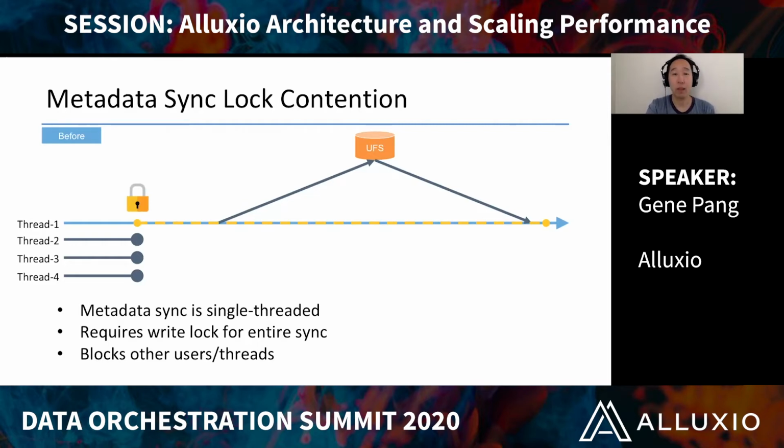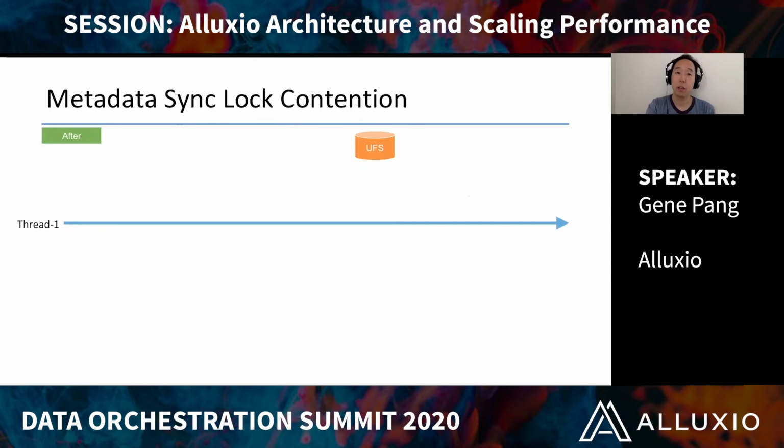It also requires the write lock for the entire duration of this part of the sync, so it could take a long time. And holding the write lock for a long time can block other threads from making useful progress. So in order to fix that, first we reduced the time required to hold that write lock. We moved some portions of the sync outside that write lock. And in addition to that, we parallelized the UFS access during that sync.